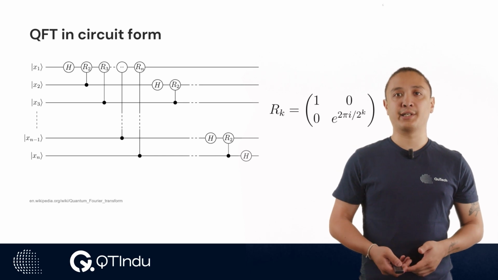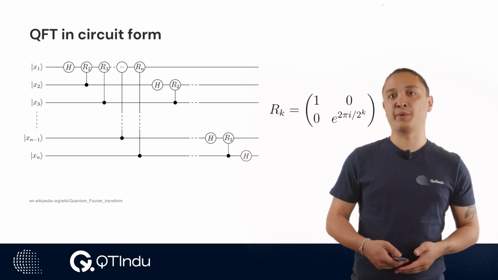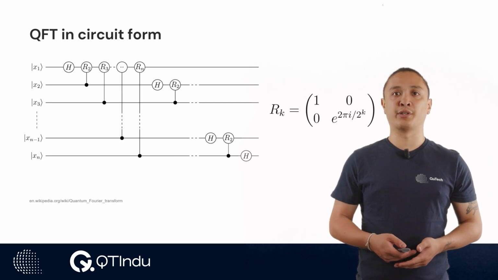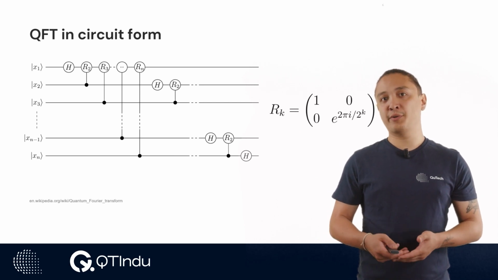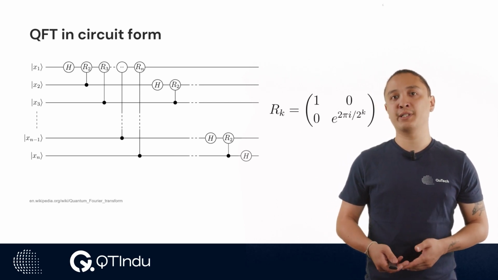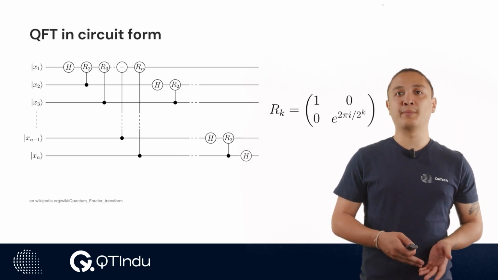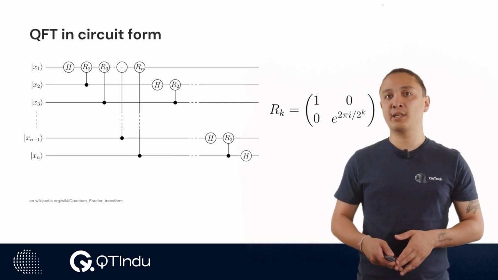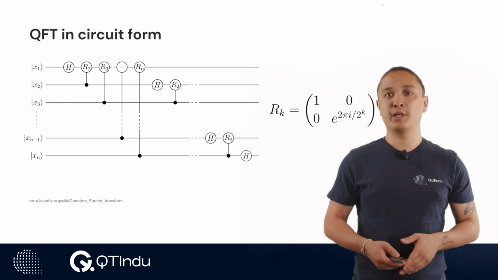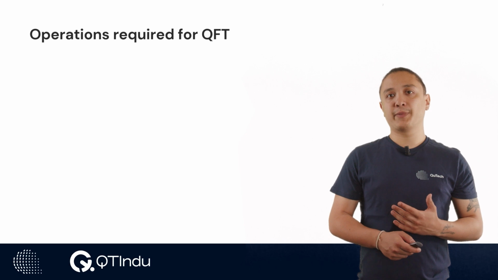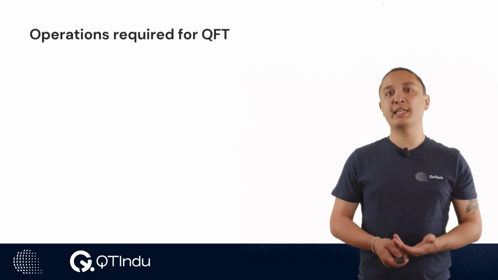Then we move on to the second qubit, where again we first start off with a Hadamard gate, followed by an R2 gate controlled on the third qubit, then an R3 gate controlled on the fourth qubit, and so on. We repeat this block of Hadamard and controlled phase gates until we reach the final qubit, where we simply apply a Hadamard gate. Now, we will move on to implementing this on CCASM.